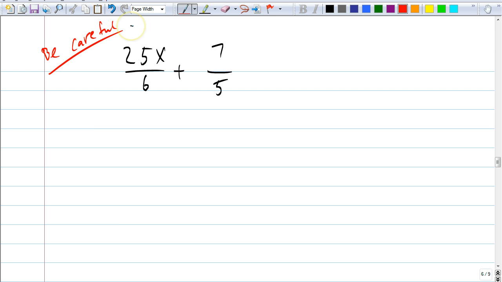Here's something that you should be careful of. Let's say that I have this. Could we cancel out 5 and 25 right here? No. Could we cross cancel? No, you cannot. When can you cross cancel? Guys, listen.